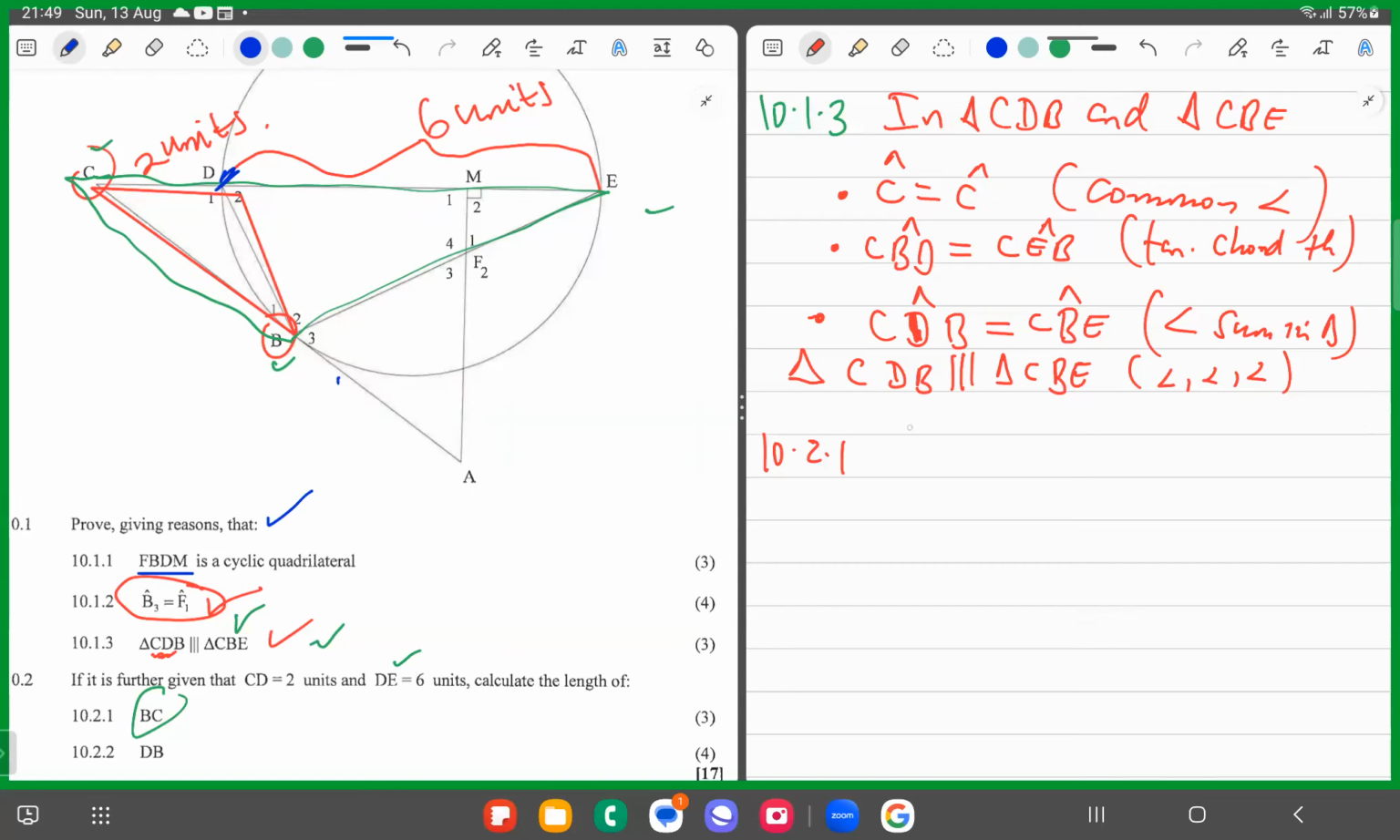And hence in 10.2.1, we make the following observation that BC over EC is equal to DC over BC. Why? Similar triangles.